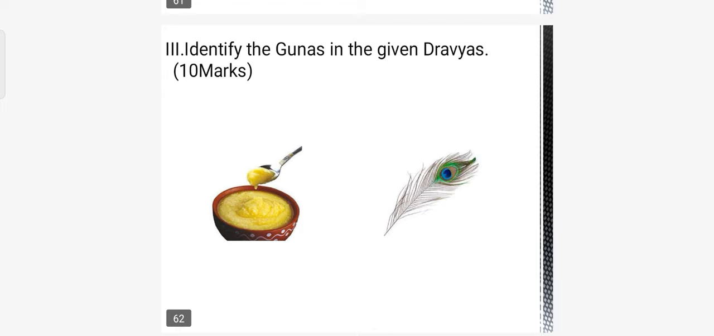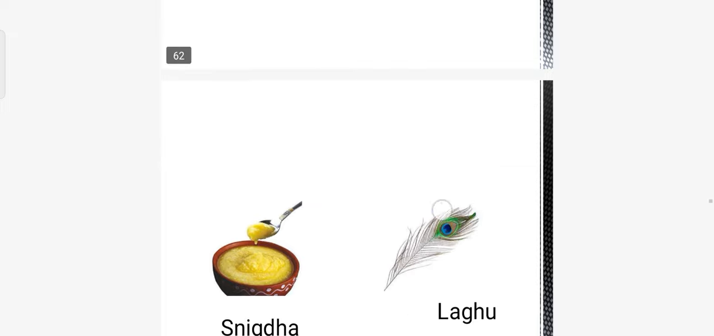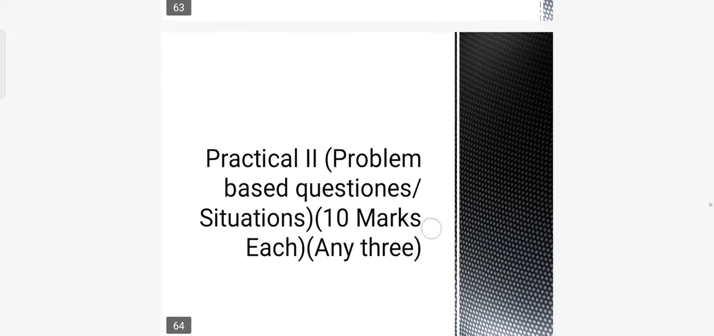Okay, so moving on to the next one. Identify the gunas in the given Dravya. The best examples we can see are the 2 images I have put up. You can write the answer as Snigdha because it is Ghrita. It's going to have the Snigdha Guna. And the feather I have put up, that is the peacock feather, is going to have the Laghu Guna.